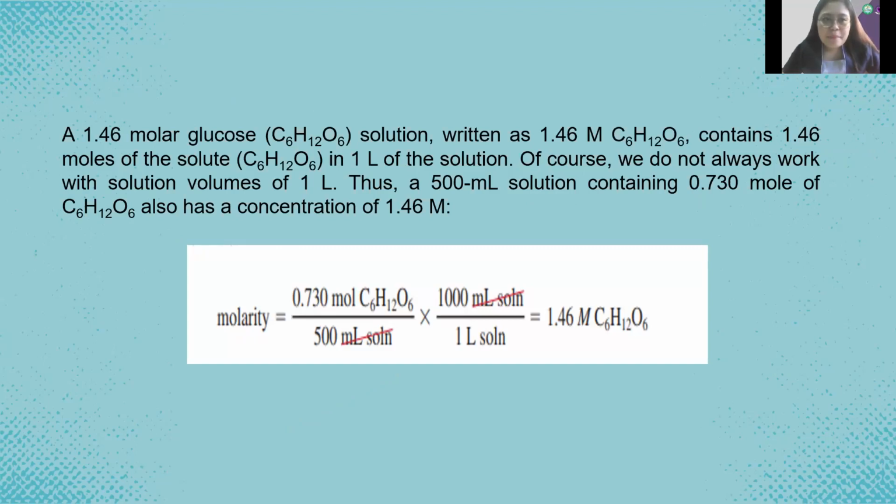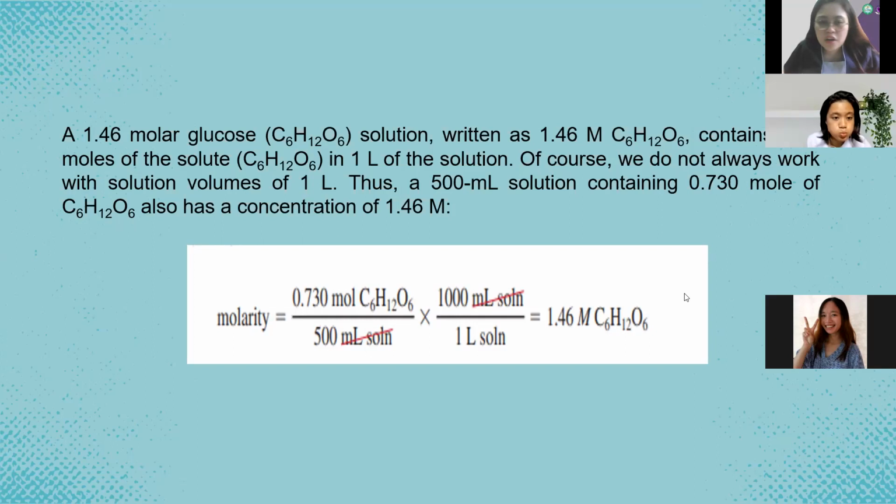So we have here an example, a 1.46 molar glucose solution. Glucose is C6H12O6. That is our physiological sugar or the blood sugar in layman's term. It is written as 1.46 molar. So this is how we write the concentration followed by the chemical formula. And what does it mean? When you say 1.46 molar, it means that it contains 1.46 moles of our solute, which is the glucose, and then this one is being dissolved in 1 liter of solution. So that's what it means by 1.46 molar.